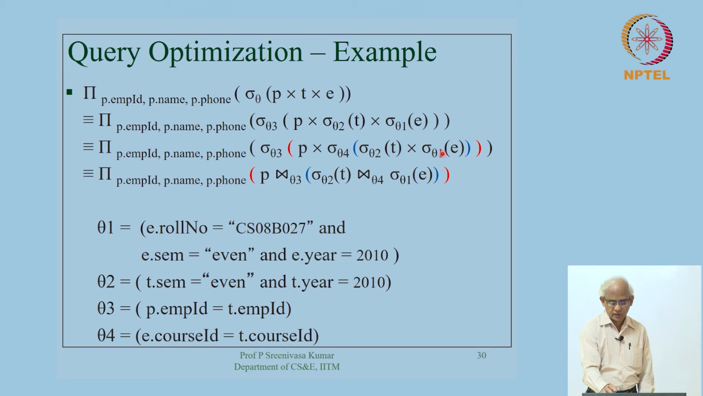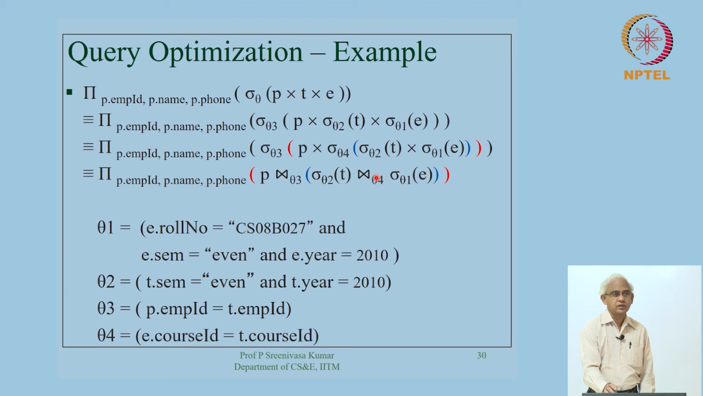So theta 2, sigma theta 2 t, sigma theta 1 e will come as it is. Now between them we have the join with this theta 4. Similarly here, for the result of this and the p, I now apply the join and write this as join theta 3. So theta 3 is p dot employee ID equals t dot employee ID, which is applicable here, and theta 4 is e dot course ID equals t dot course ID. So it's appropriately positioned.